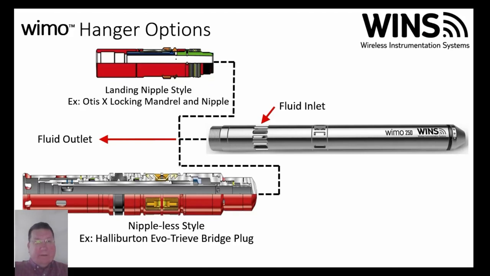Here's how we hang the WEMO system in the wellbore. We can set it to a nipple with a lock configuration. This is an Otis X, or could use a Baker Sure set. And we adapt that to the WEMO tool, and we can slickline this into place and lock it in place. Or if you don't have a nipple, we can use a nippleless style, which will be a Halliburton Evo Trieve or a Baker Hughes NPR plug. Adapter to that, run this in the hole on electric line, set it. As long as all the flow goes through the inlet and out the outlet, then you get an accurate flow rate measurement as well.